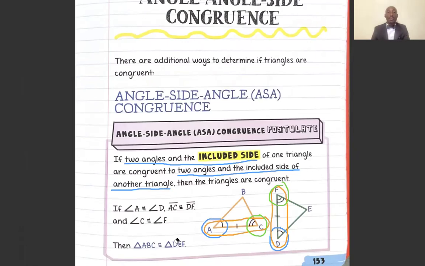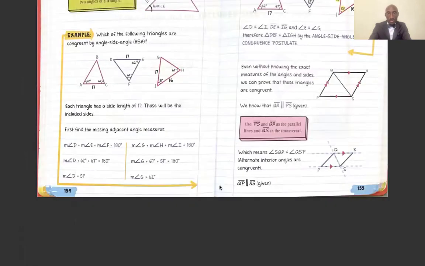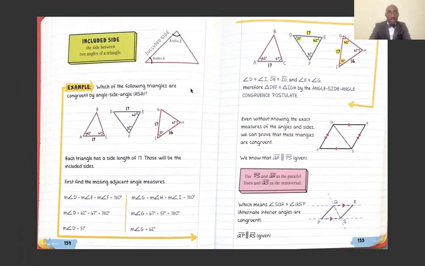So again, for the angle side angle congruence postulate, if two angles and the included side, right, the side between them of one triangle are congruent to two angles and the included side between them of the other triangle, then the triangles are congruent. All right, let's move on.